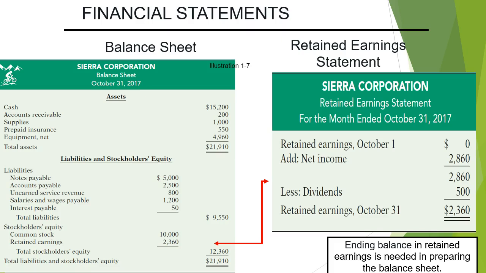So again, your job is to understand what are assets. You must understand what liabilities represent and what type of accounts show up in the stockholders' equity section of the balance sheet. And when you are preparing the balance sheet, it must be in balance. The total of your assets must equal your total liabilities and the total of your stockholders' equity.